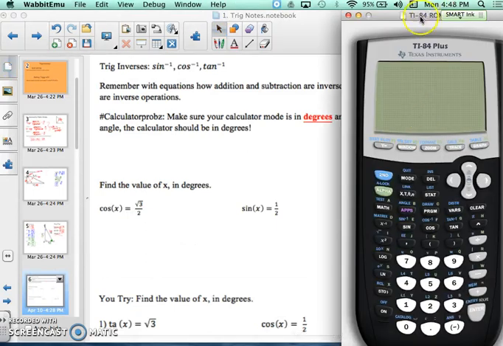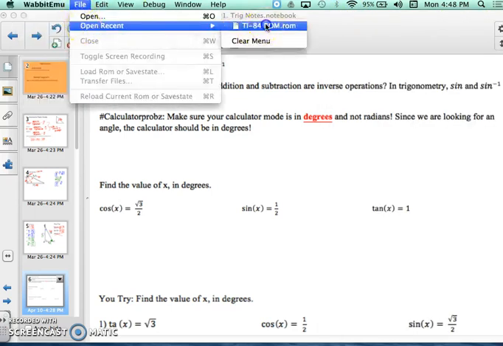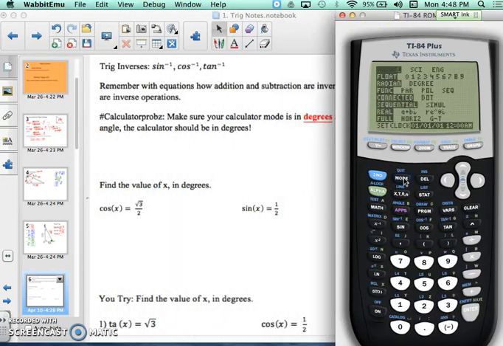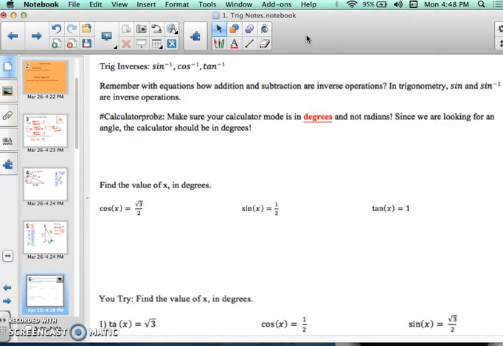You have to make sure your mode, which is right here, is in degrees, okay? We're going to be dealing with angles, and if your calculator is not in degree mode, your answer will be wrong. Degree mode is not usually set, so you need to go over and hit enter, and then your calculator is now in degrees, okay? So that's how you change it under the mode button. Let's quit out of that. So when you're doing trig, make sure you are in degrees and not radians, okay?